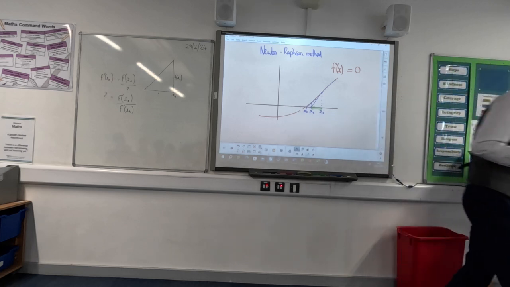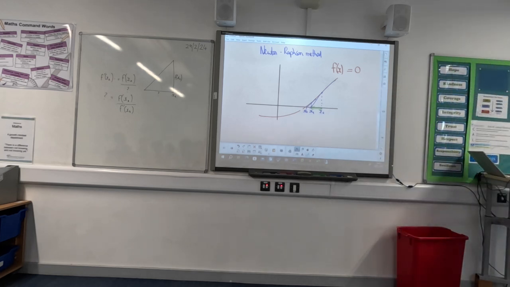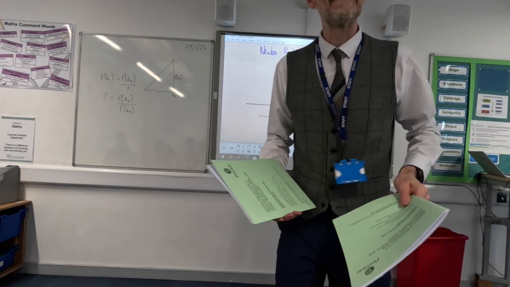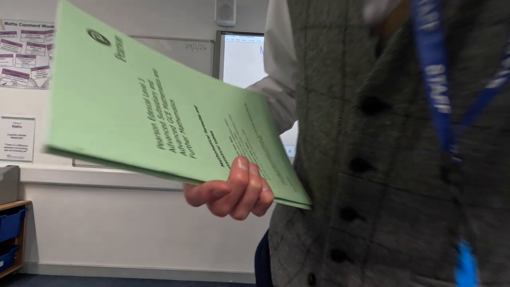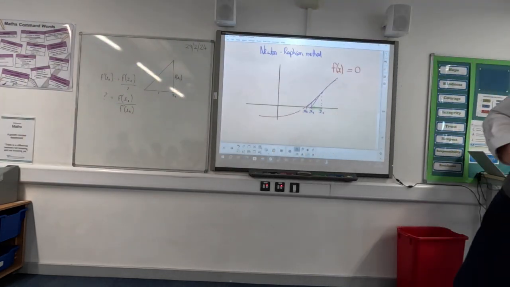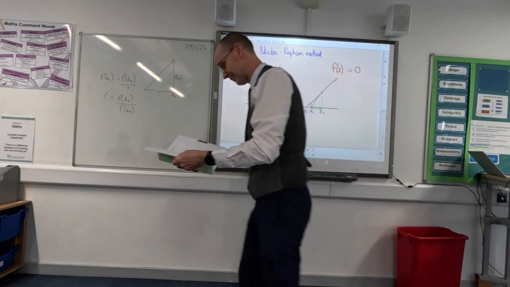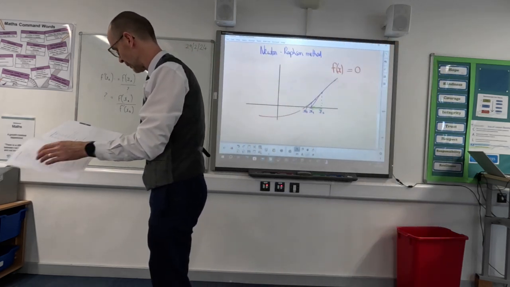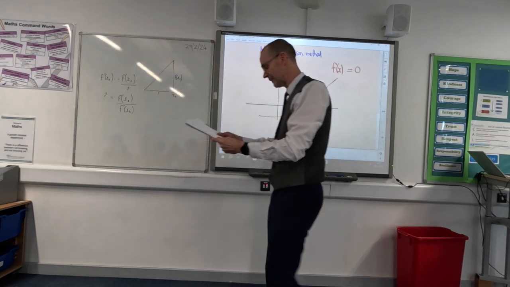Let's turn to the formula sheets, because the actual formal version of that is stated on the formula sheets. So let's see what it says in the formula sheet and see if we can relate it to what we've just calculated. If you need help with this, I will come now. So, Newton-Raphson we will find on page 7. Most things are on 6 and 7.